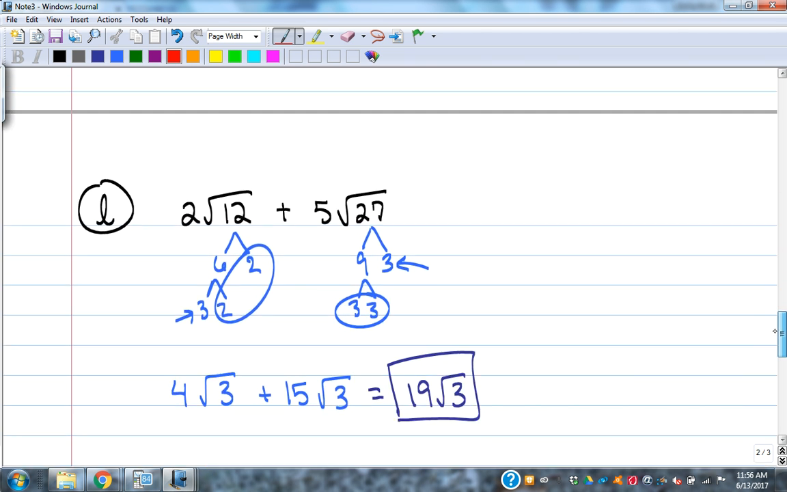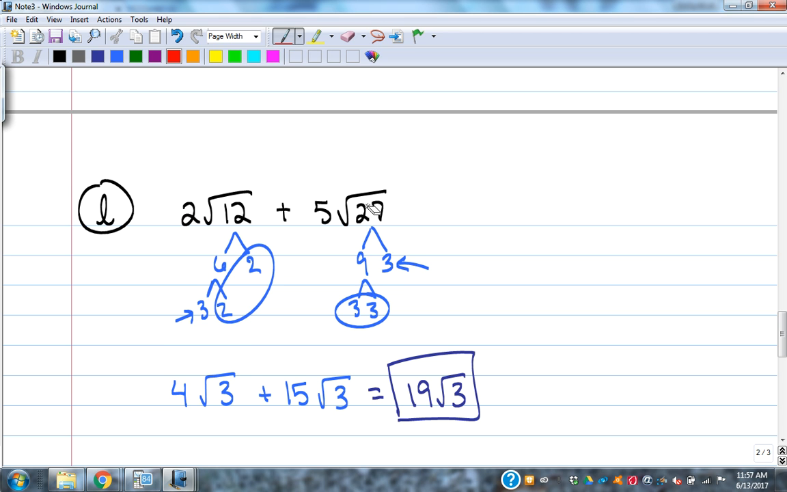Okay? Sometimes they disguise the like terms for us, and we have 2 radical 12 plus 5 radical 27 at the beginning, in the black here. They are not the same. They don't have the same radical. So we've got to simplify them. If there's any simplification that can happen, we need to do that. So we break down 12, 6 times 2. 6 breaks down to 3 and 2. We have a pair of 2s. So this 2 comes out to this 2 and multiplies to get 4. Then we have the 3 that's left over on the inside.